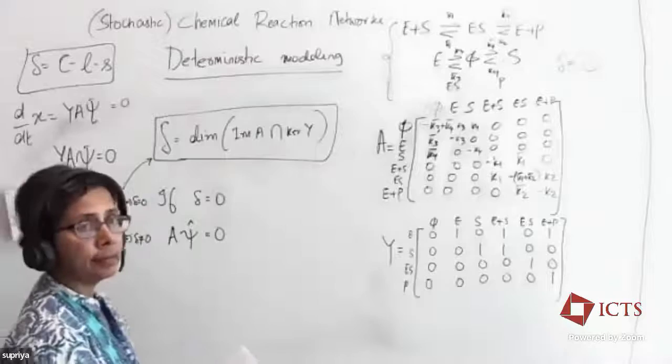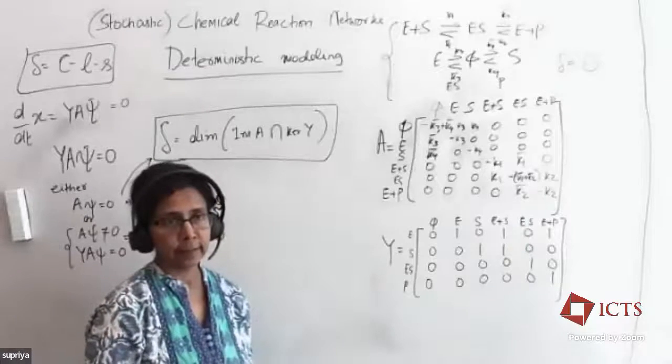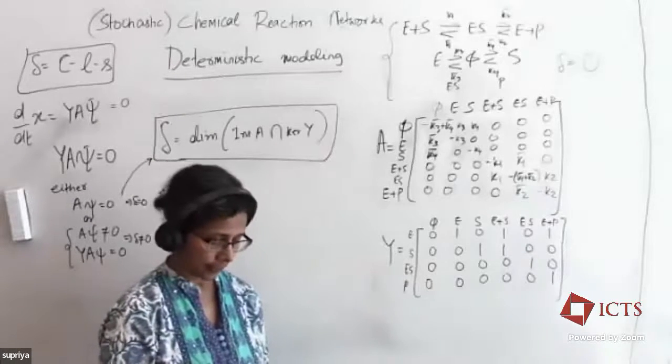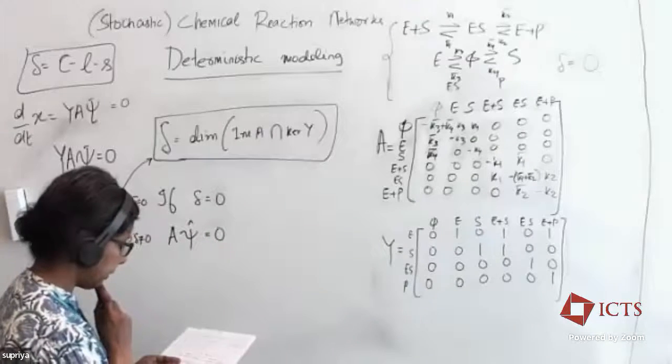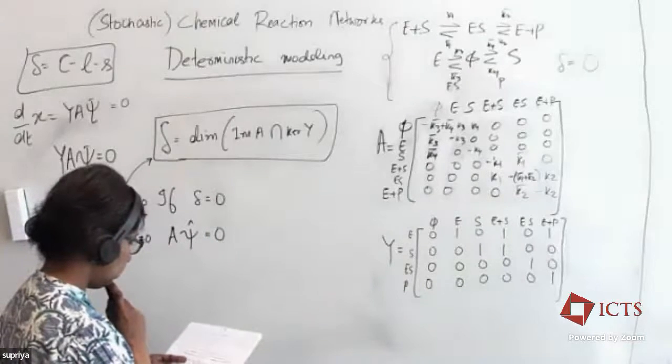Okay, so let's take an example of a network where the deficiency is not 0. And I think one of you asked something like that in the tutorial yesterday.